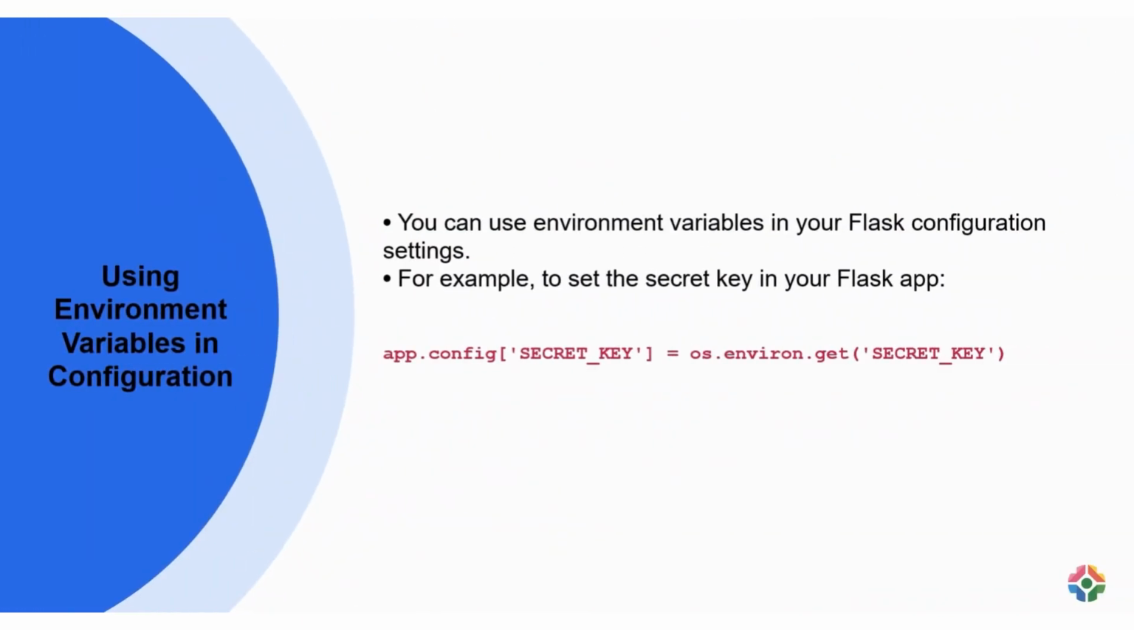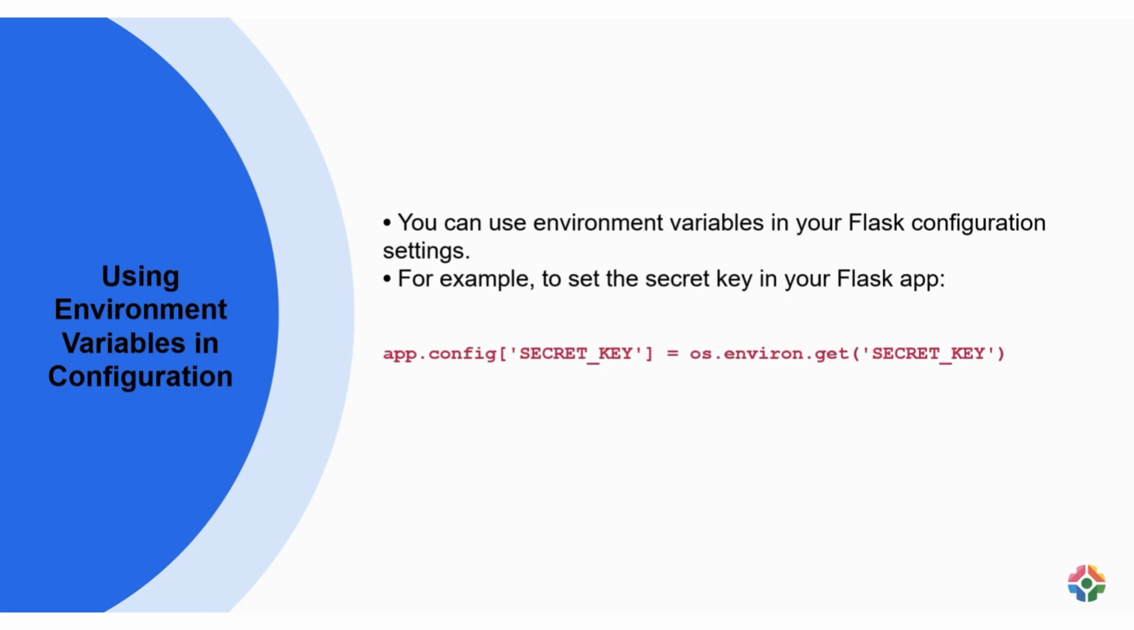To enhance security and flexibility in a Flask app, environment variables can be utilized in configuration settings. An instance of this is setting the secret key in a Flask application by assigning it the value retrieved from an environment variable. By incorporating this practice, sensitive information such as API keys or database credentials can be securely stored outside of the codebase, minimizing the risk of exposure in version control systems or other public platforms. This methodology enables smoother deployment processes and facilitates environment-specific configurations without necessitating code modifications for various deployment environments like development, staging, or production.